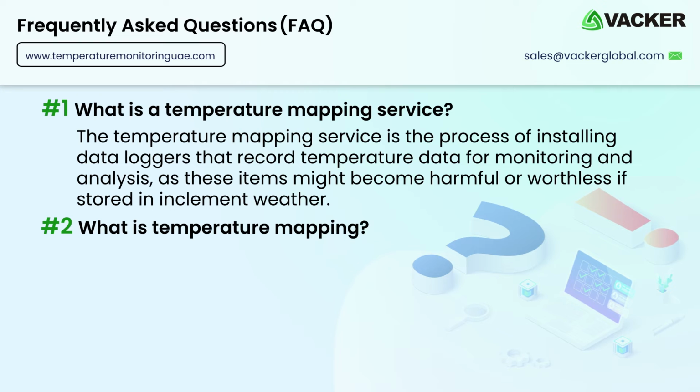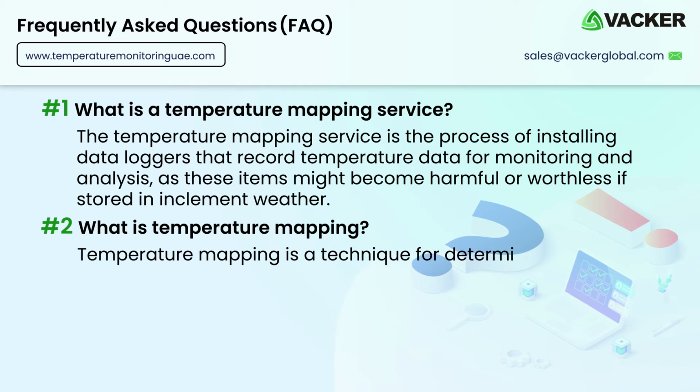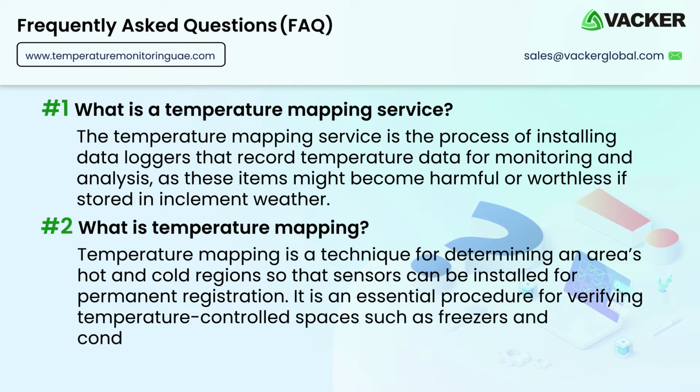What is temperature mapping? Temperature mapping is a technique for determining an area's hot and cold regions so that sensors can be installed for permanent registration. It is an essential procedure for verifying temperature-controlled spaces such as freezers and conditioned storage areas.